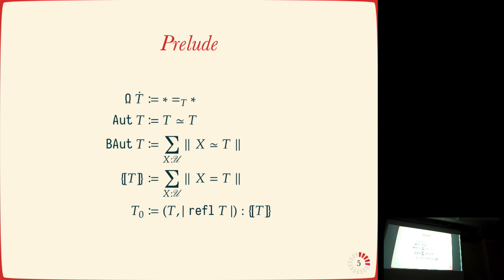Loop space is you pick some point in your type. It has to be a pointed type. You take the identity type from that point. Right, so all loops on the point.